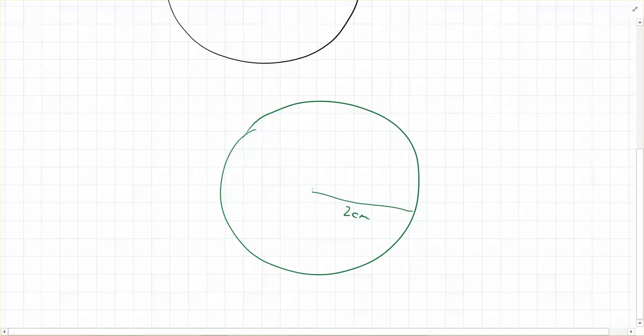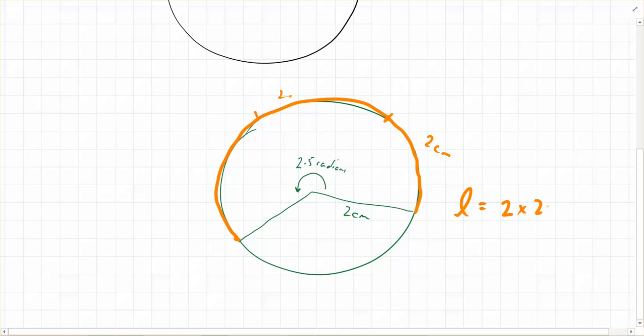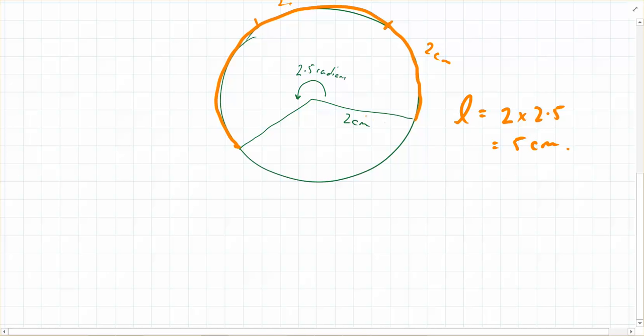So keep the radius at 2 centimetres, but now we'll wrap it around here so that this angle is equal to, let's say, 2.5 radians. Then what would the length of that arc be? If that's 2.5 radians, each radian is 2 centimetres, so the arc length will be 2 times 2.5, which is 5 centimetres. You can quickly see that the arc length will be the product of the radius and the central angle. So we can write that down as a nice little result.